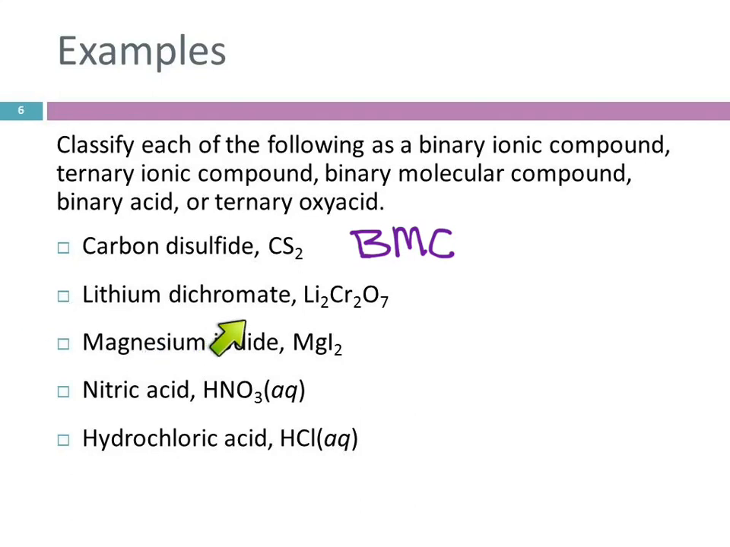Lithium dichromate. We've got how many elements? 3. Lithium, chromium, and oxygen. So are any of these metals? Yes. And oxygen is a nonmetal, right? So three elements, it would be ternary something. Ternary ionic compound or ternary oxyacid. Well, does it have hydrogen in it? No, it doesn't. So we're looking at a ternary ionic compound.